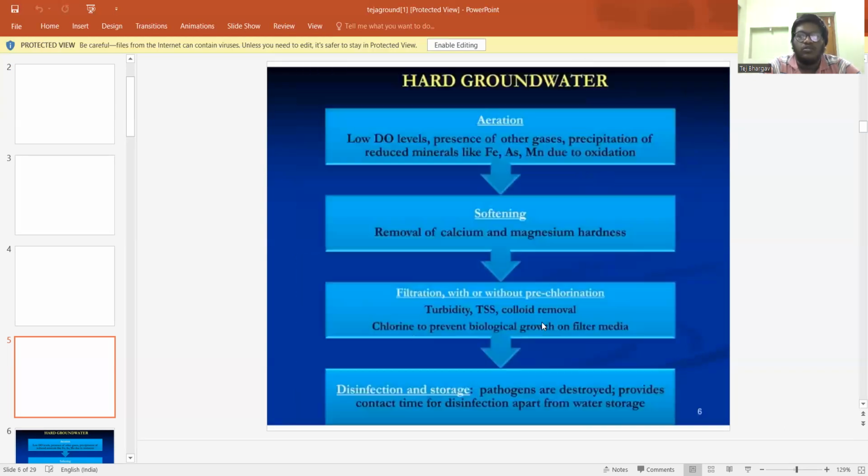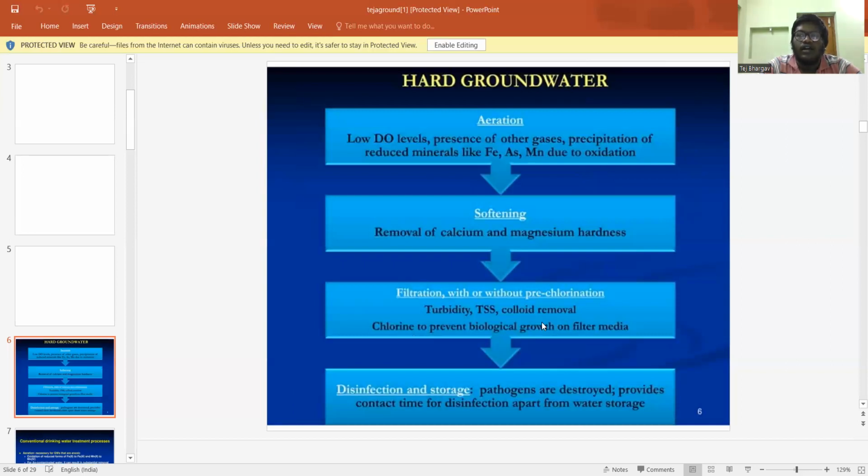That involves pathogen removal. For hard groundwater: aeration, for low DO levels and presence of other gases, and precipitation of reduced minerals like Fe, As, Mn due to oxidation; softening, removal of calcium and magnesium hardness; filtration with or without pre-chlorination, for turbidity, TSS and colloidal removal; chlorine to prevent biological growth on filter media; disinfection and storage. Pathogens are destroyed, and it provides contact time for disinfection apart from ground storage water.